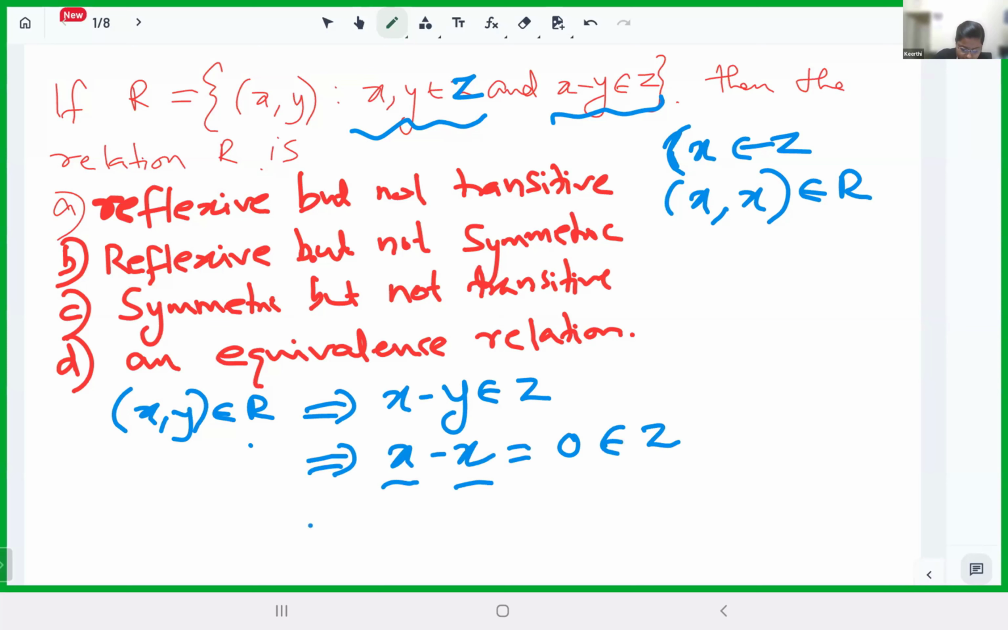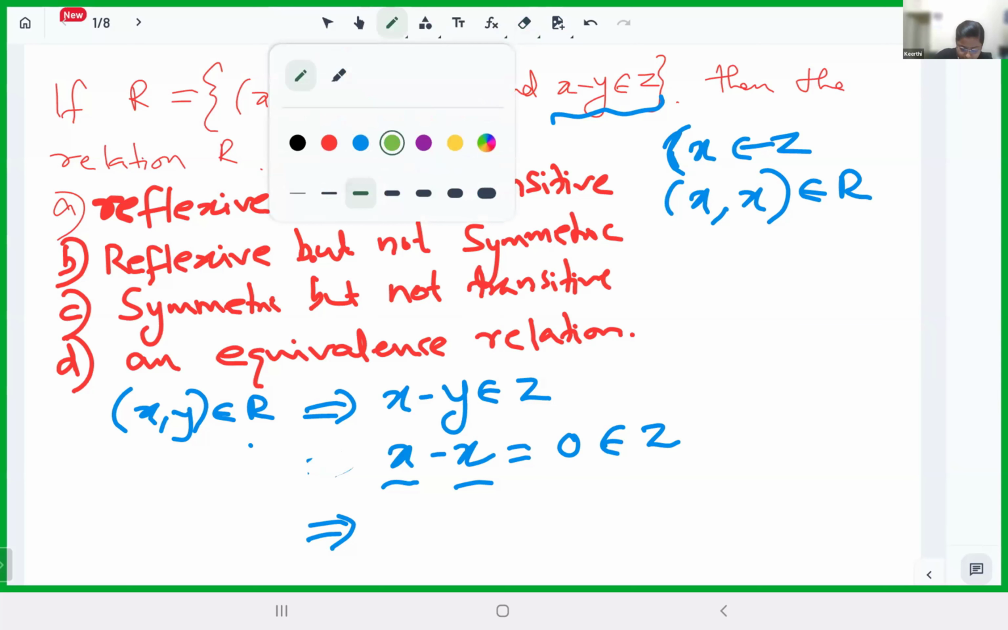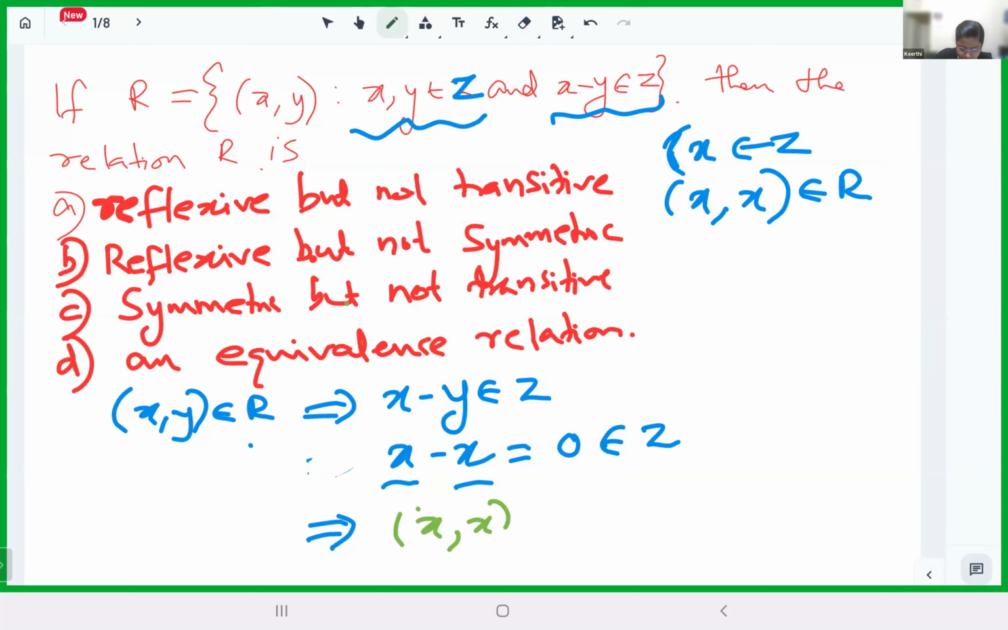From this we can say that the ordered pair (x, x) belongs to R. x minus x is 0, that is an integer, which means it satisfies the condition x minus y belongs to Z. From this, we get that the ordered pair (x, x) belongs to R. Therefore, it is reflexive. All right, so the first condition is satisfied. Now we have to check whether it is symmetric.